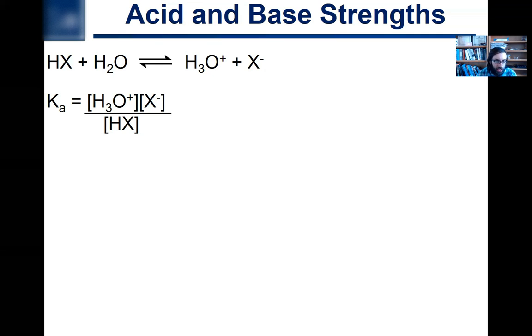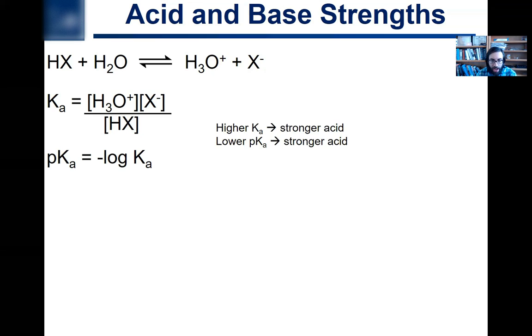But there's the expression. And so we can define something called the pKa. So again, P just meaning the negative logarithm of something. And so pKa is going to be negative log of Ka. A higher Ka means a stronger acid, and a lower pKa also means a stronger acid, but now we're on a logarithm scale, just like a lower pH meant that there's a higher concentration of protons.